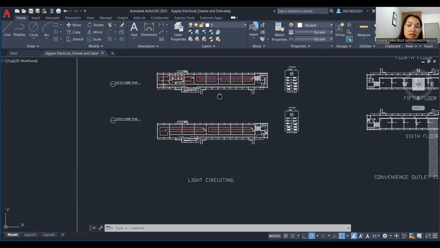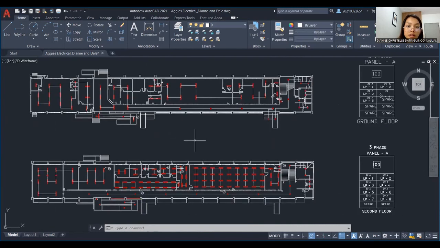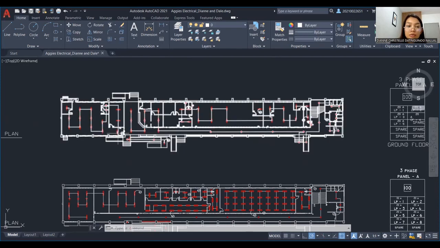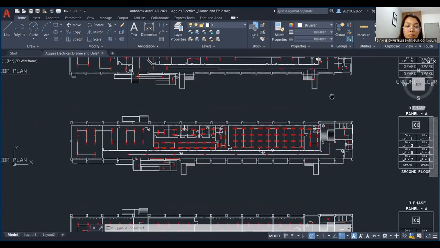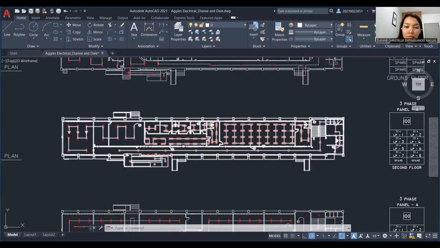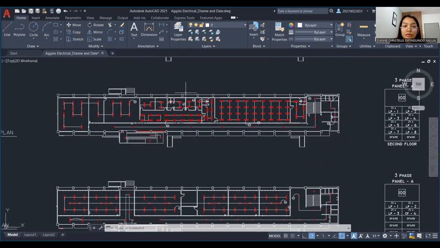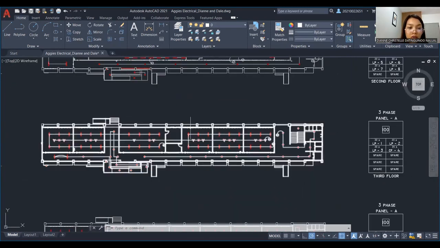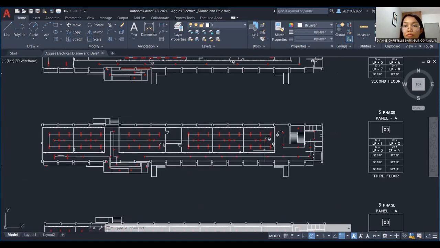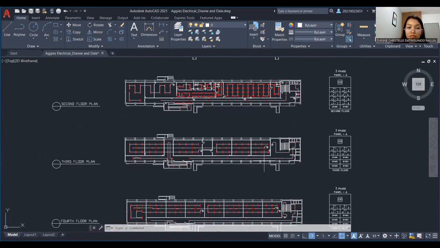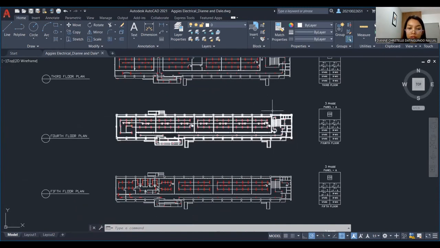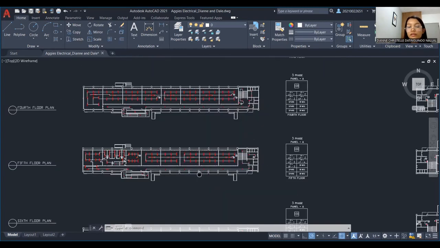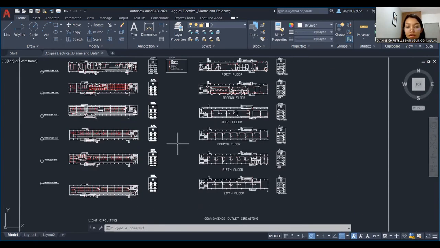Let's start with the ground floor. As you can see, there are offices. There are no classrooms in this floor. As we move to the next floor, there are a few classrooms. And then the third one, almost all the rooms are classrooms, and also the same for the fourth floor, the fifth floor, and also the sixth floor. So this will be the guide of each floor in the building.